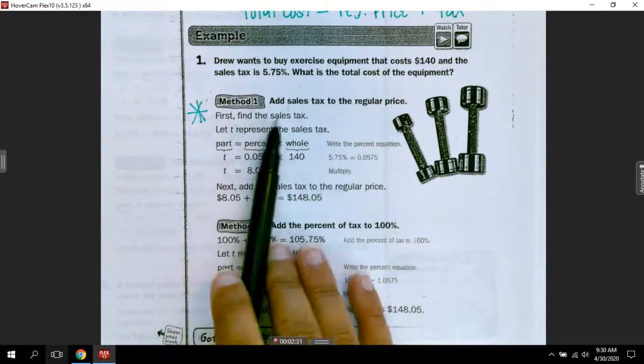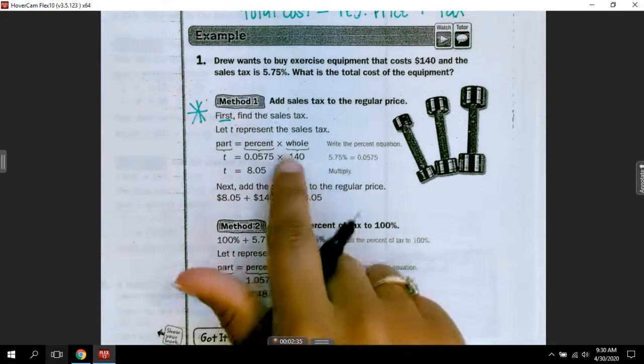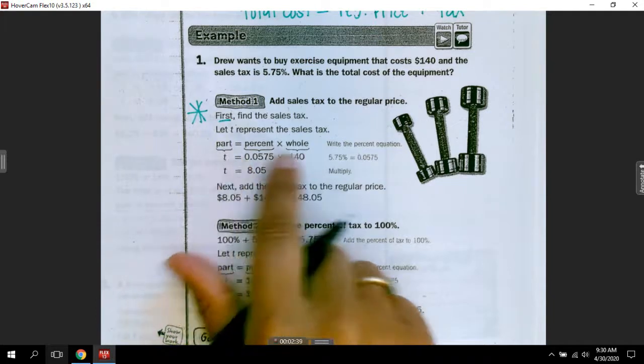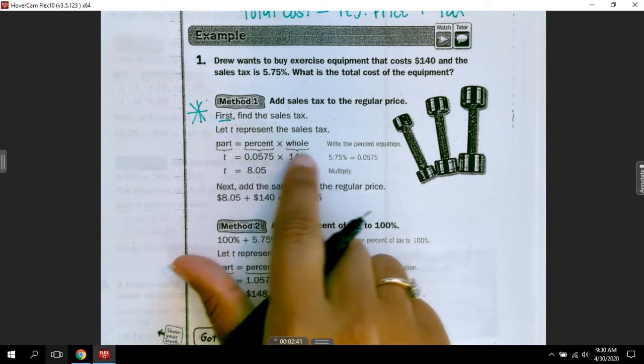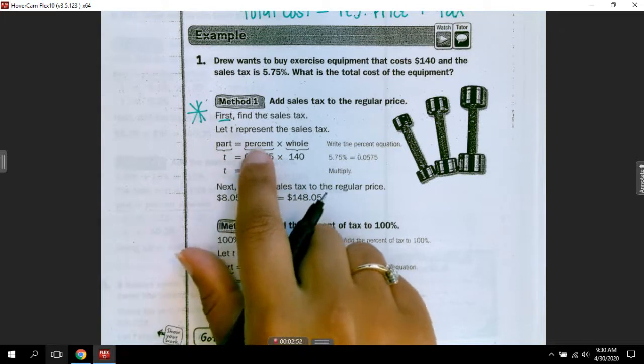So first we need to find the sales tax. So that's the number one thing, okay? So we want to let T represent the sales tax. So T is our part, and I know we have done part equals percent times whole before. But our part is what we're trying to find, the tax, the portion of the money that we're going to owe, okay? It's going to be found by doing percent times whole.